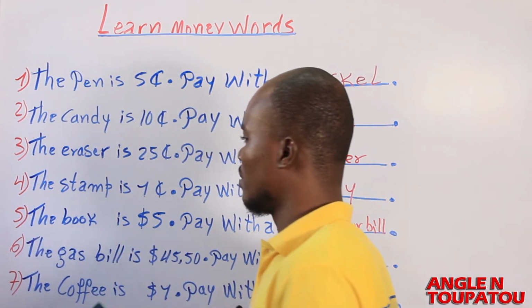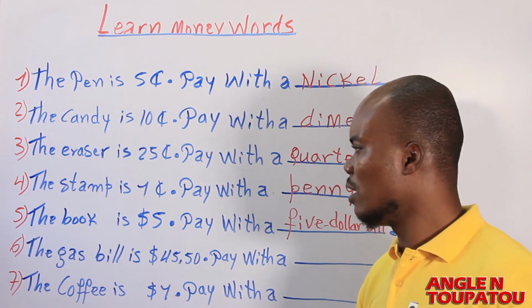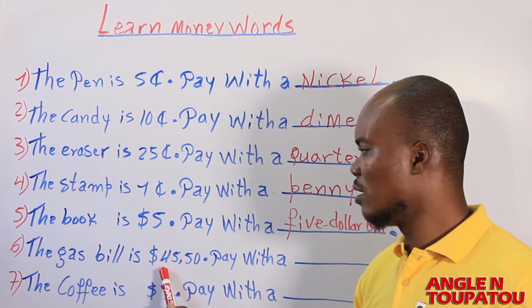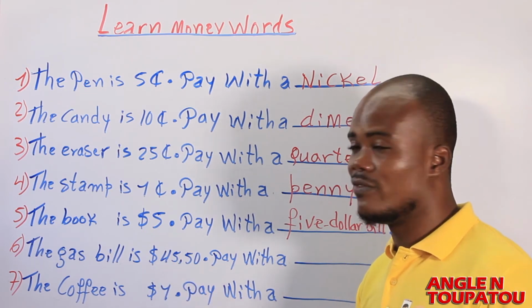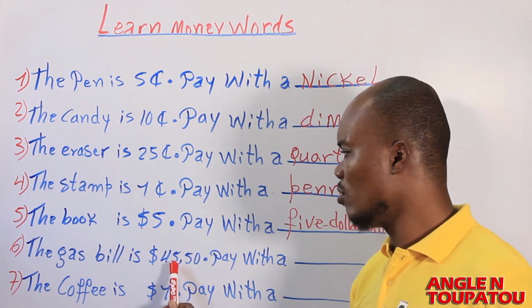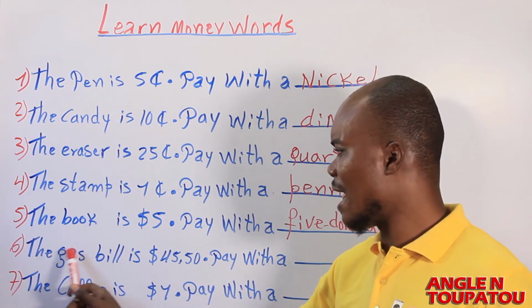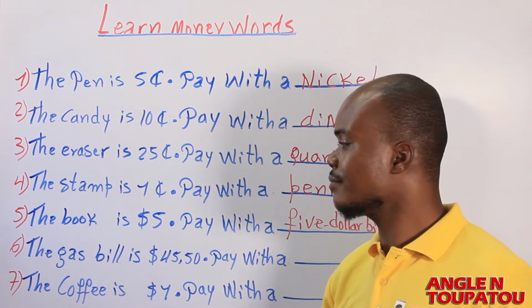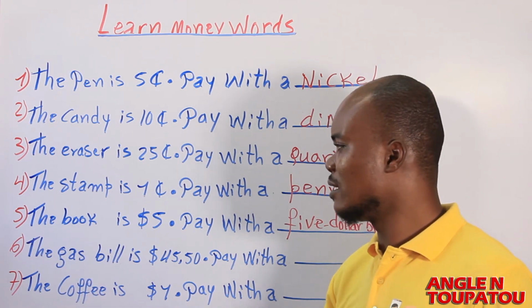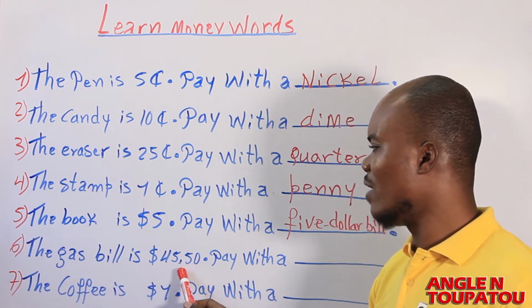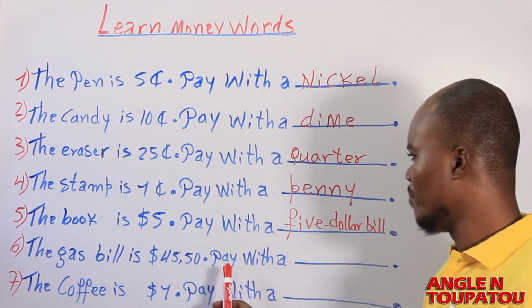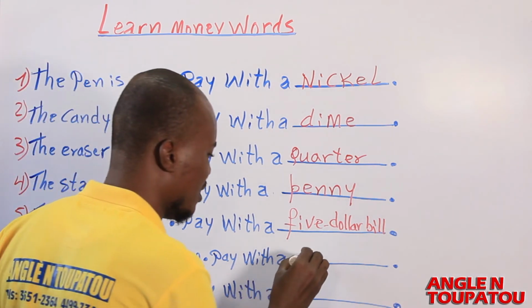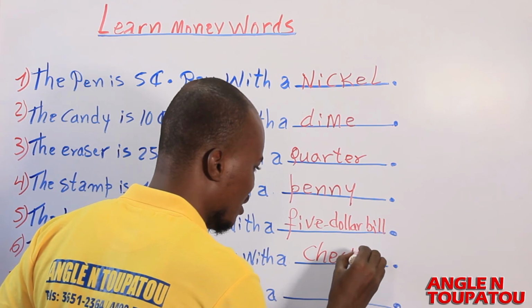Now, the gas bill is $45.50. The gas bill is $45.50. Pay with a check. Yes, of course, check. You can pay with a check.